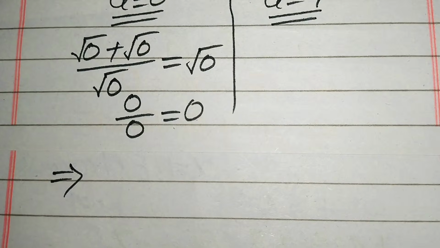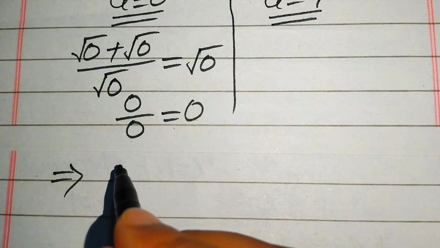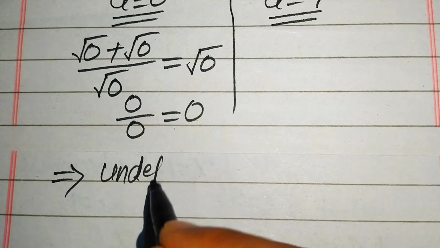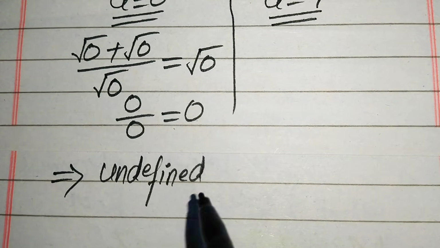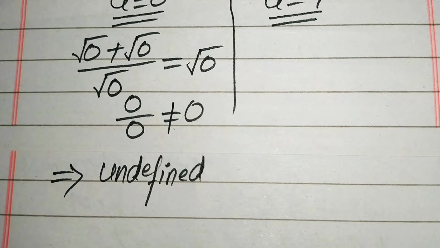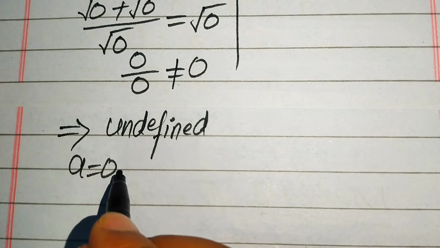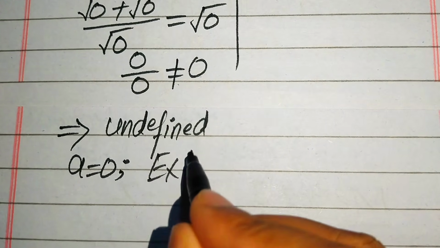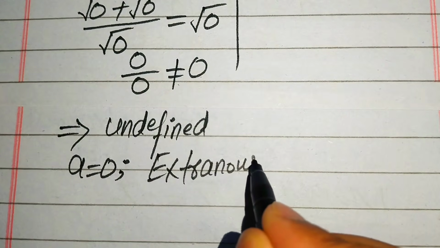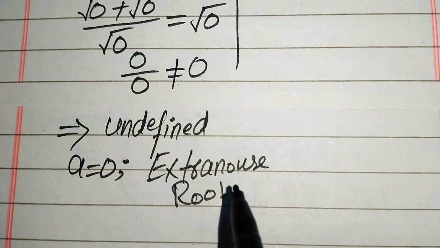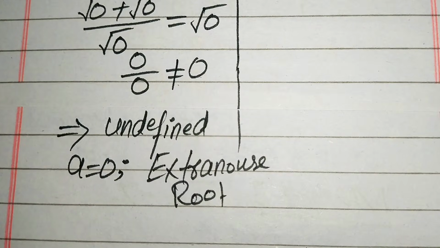So this means that our left-hand side is an indeterminate form, or in other words, an undefined form. If our left-hand side is undefined, this means that both sides are not equal. And if both sides are not equal, this concludes that the value a equals 0 does not satisfy our given question statement, and we call a equals 0 an extraneous root of the given equation. It is the extraneous root because it does not satisfy our given question statement.